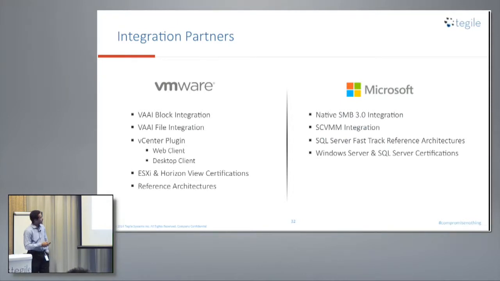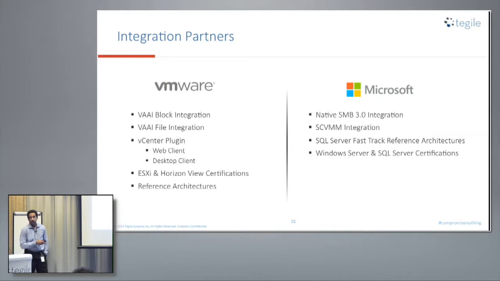From the integration partners, the big two, obviously, we have VMware, we have VAAI block integration, we have VAAI file integration, fast file clones, as well as full file clones. vCenter plugin I already talked about, all the certifications you would expect. We also have Horizon View 6.0 certification done and published on VMware's website. We have joint reference architectures. We're working on more. We also have native SMB 3.0 integration that we announced. SCVMM integration I already talked about.